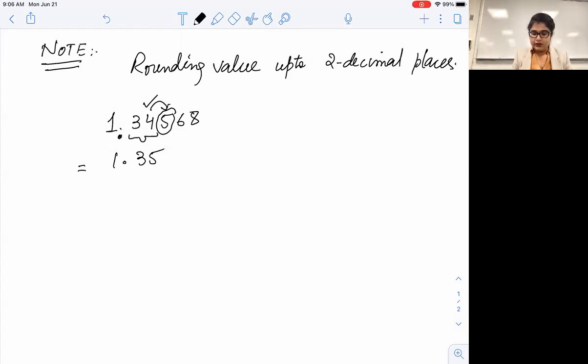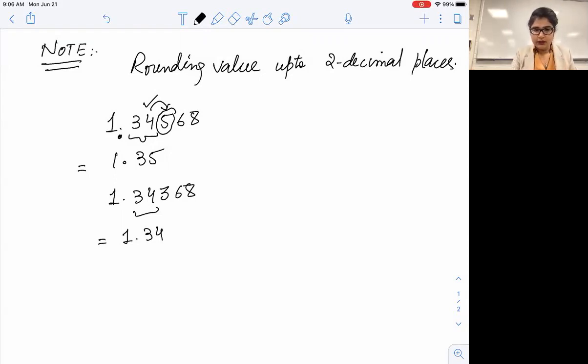Or if you have, for instance, 1.34, let's say 368, then you don't need to add one to the digit. So up to 2 decimal places, it will be 1.34 as it is. Your answer will remain the same. So this is how you have to do it.